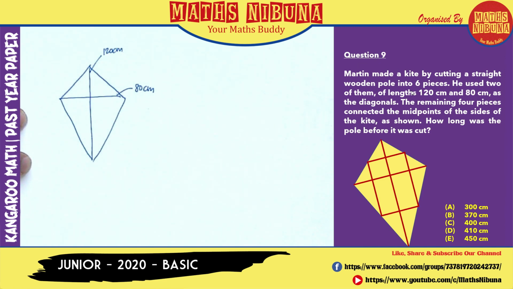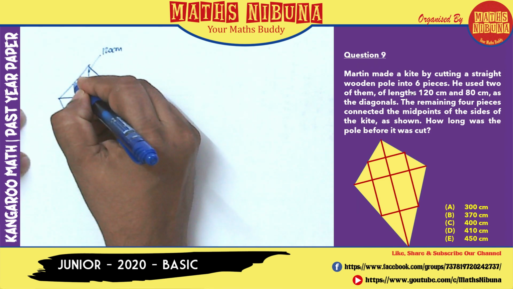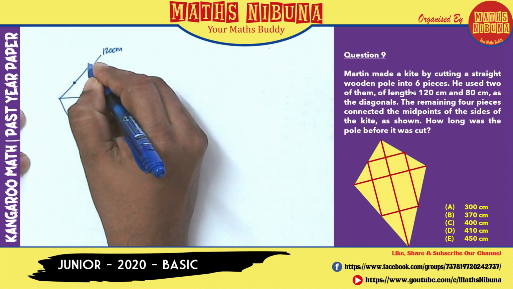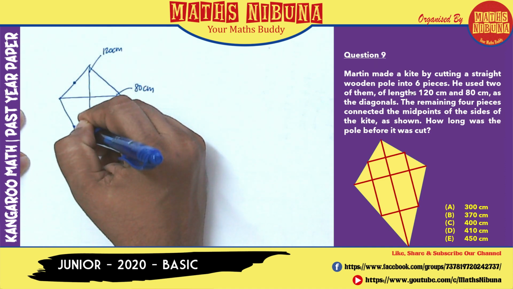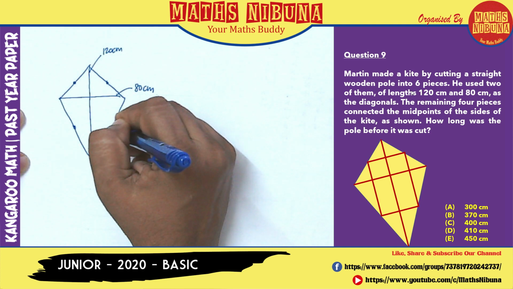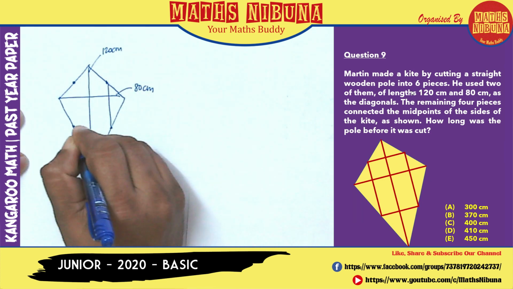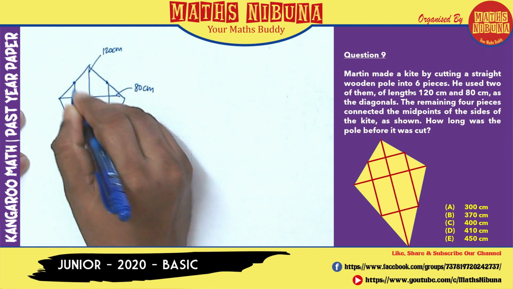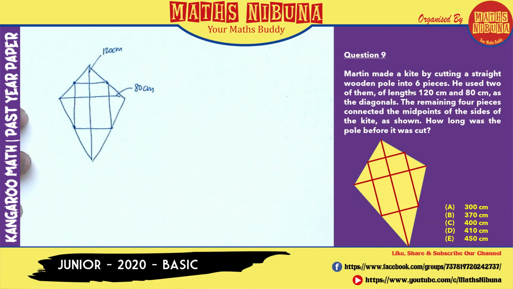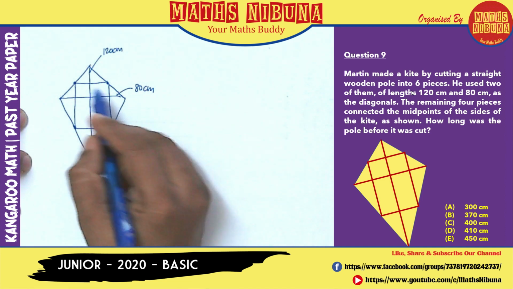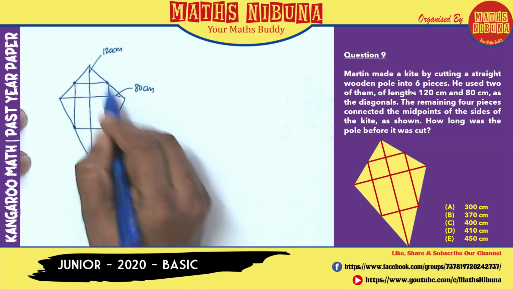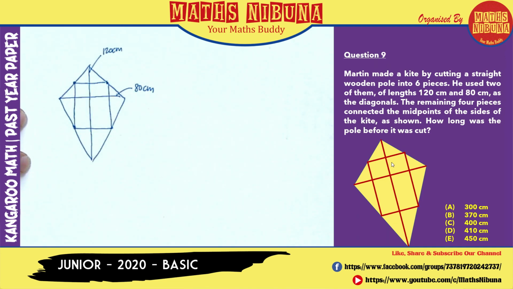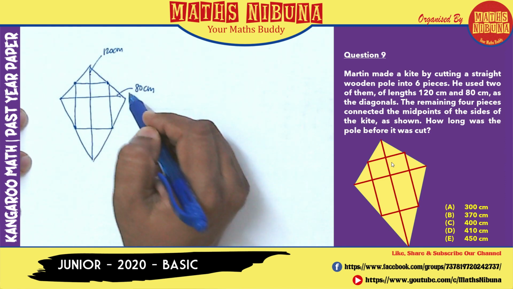The remaining 4 pieces connect to the midpoints. Midpoint means the midpoint of this one, the midpoint of this one, the midpoint of this one; these are the midpoints. You connect like this. Now the question asks, how long was the pole before it was cut? It means we have to add all these 6 lines, the red color lines. So 2 we already know, 120 and 80.